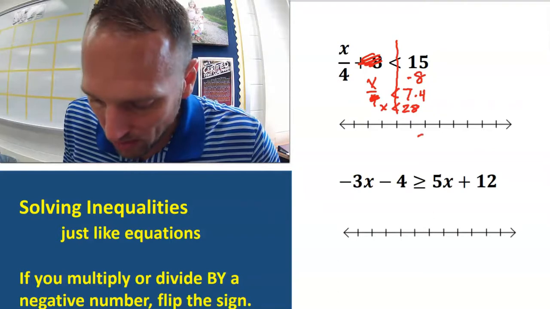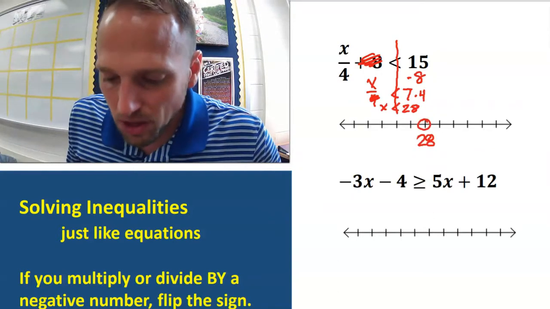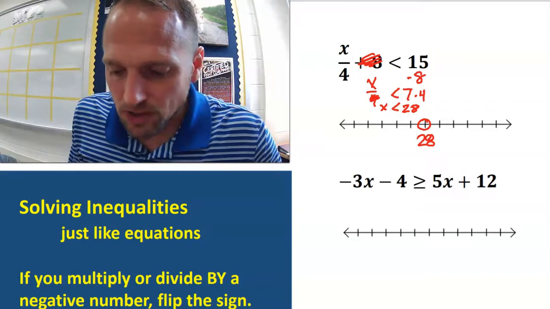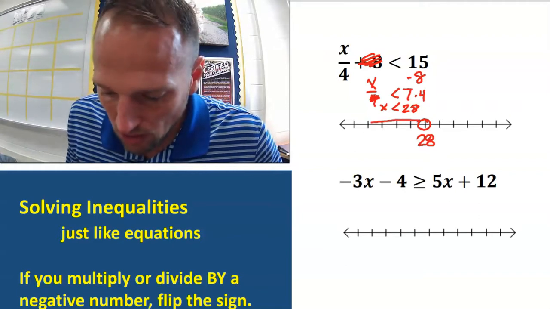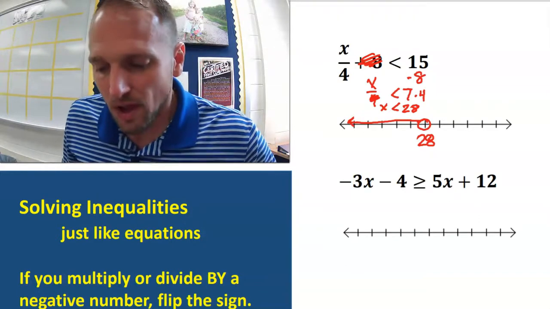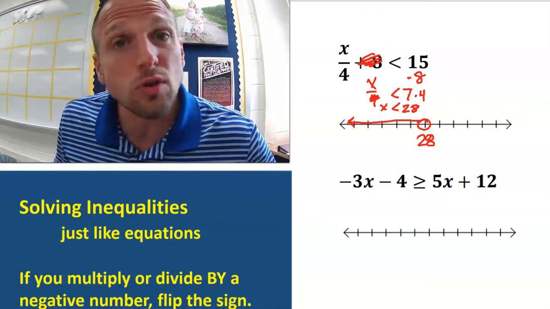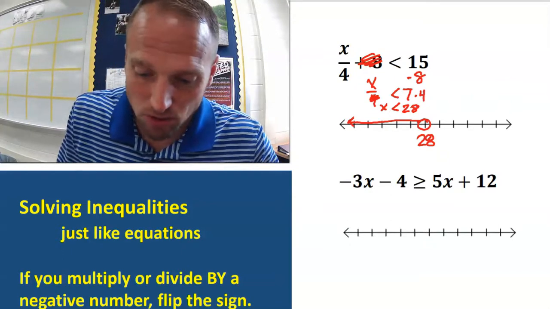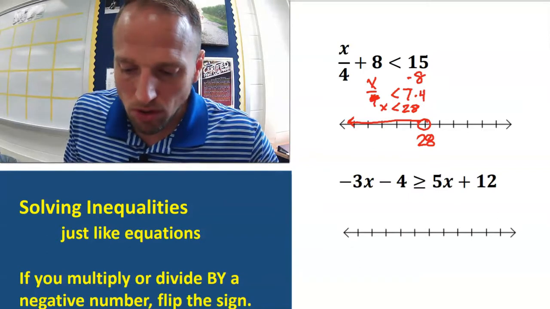Let's come down and graph it. Let's just call this point right here 28. It's going to be an open circle. And let's take the line out so we can see. That arrow is definitely pointing to the left. So on here, it's going to point to the left also. And that's what we've got. Just x is less than 28. And remember, that open circle means it's not a part of the solution. 28 is not a part of the solution. It will not make that be true. Okay, so let's look at the next one.